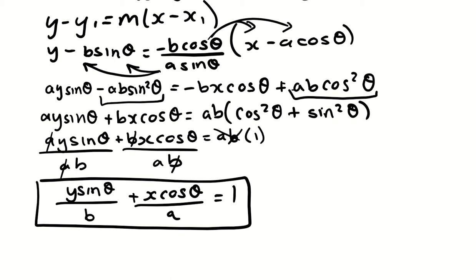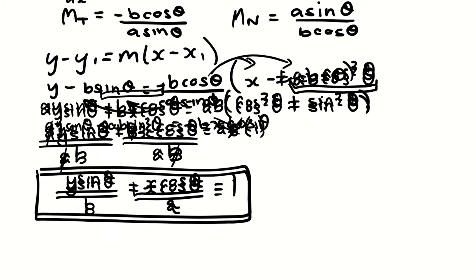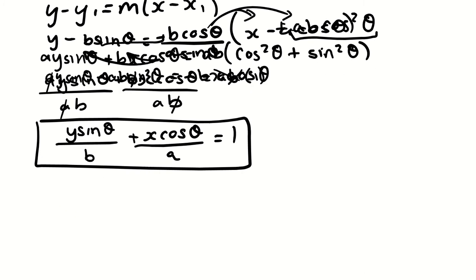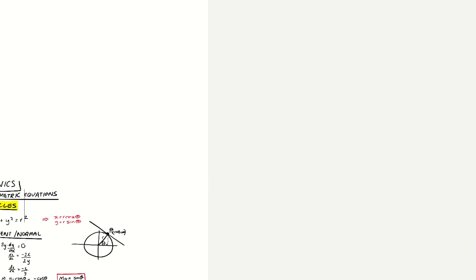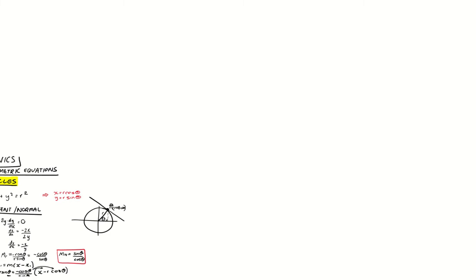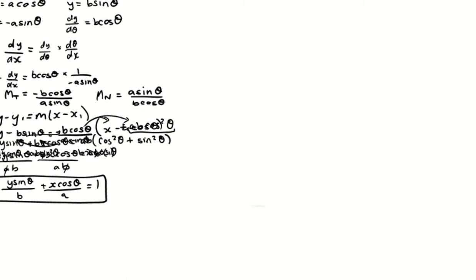Now once again, if I wanted the equation of my normal, I would do the exact same thing, but I would just sub in my gradient of my normal instead.